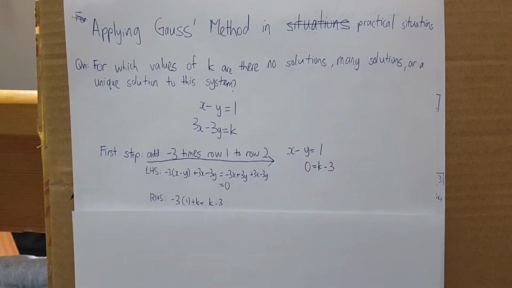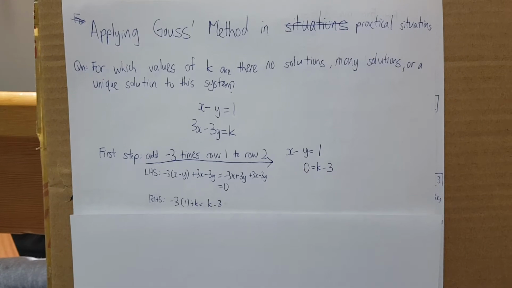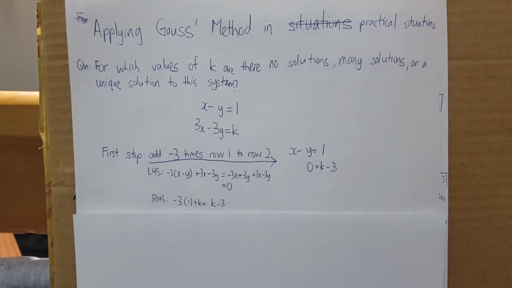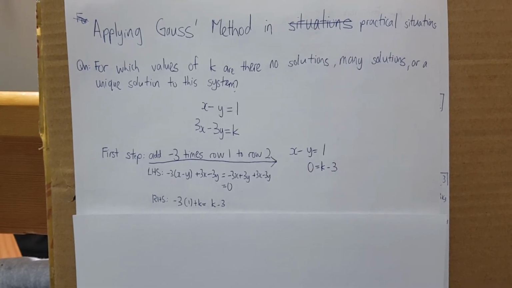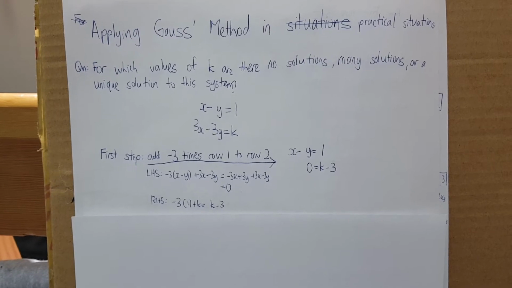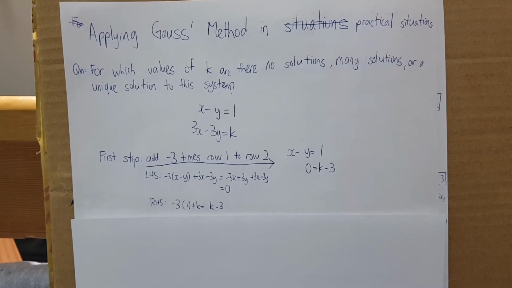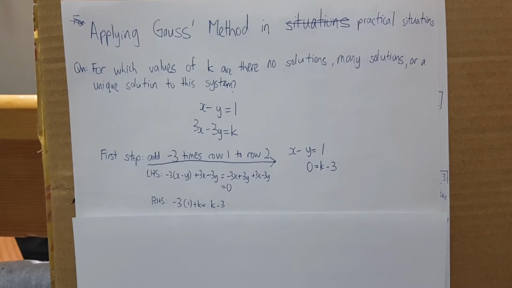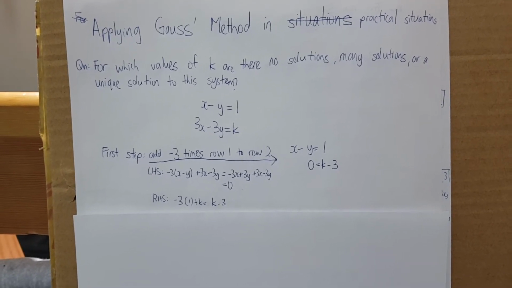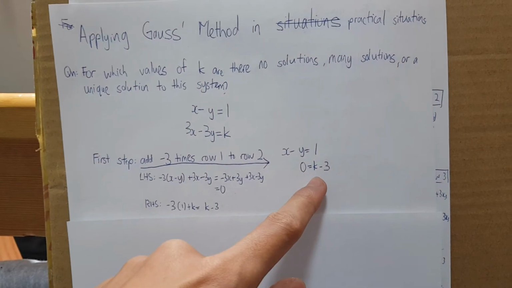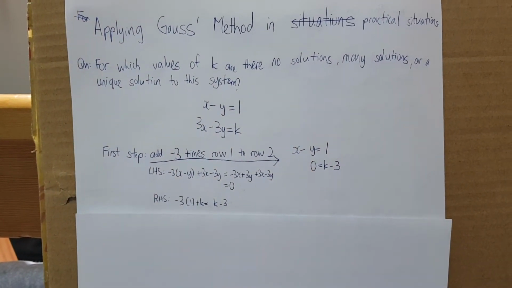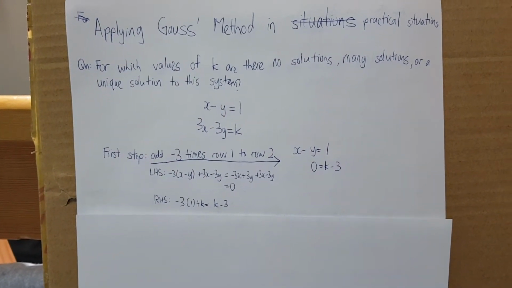The left hand side is the same: minus 3x minus y plus 3x minus 3y equals minus 3x plus 3y plus 3x minus 3y, which gives me 0. And the right hand side will go to k minus 3. So this is my equation here, and you notice we get into this form.